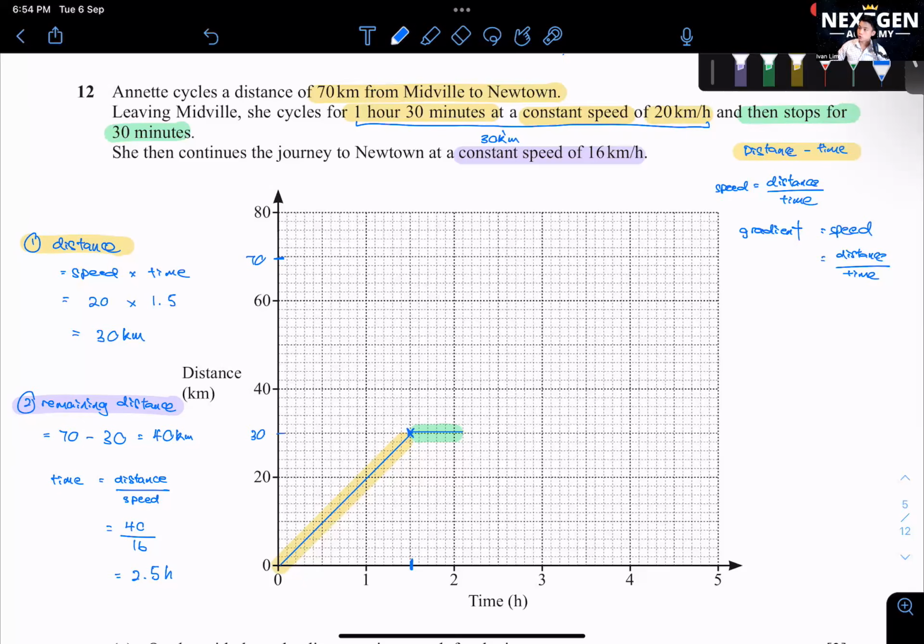So from 2, she'll reach at 4.5, right? Okay, she'll reach at 4.5, then over here at 70. So this is the last part of the journey. Constant speed of 16 km per hour until there.